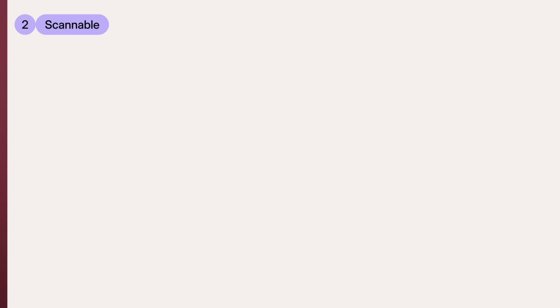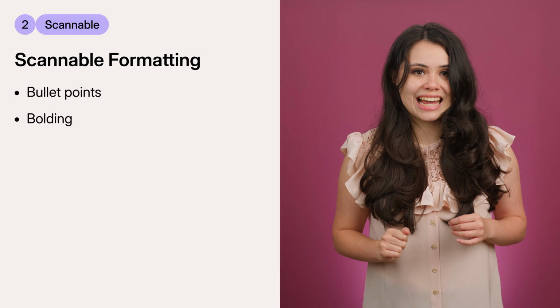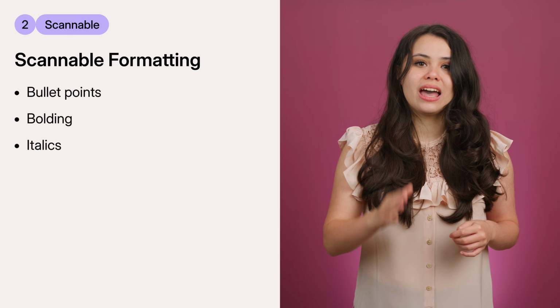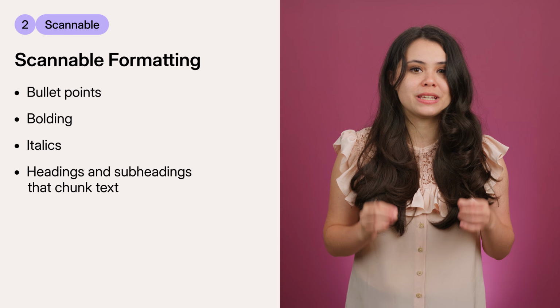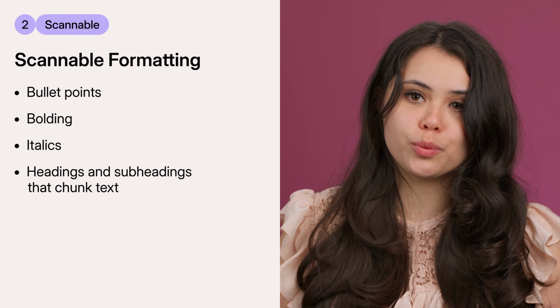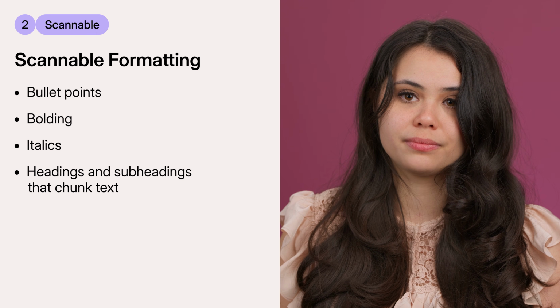When there's a lot of information that can't be cut, or if the writer wants to make it even easier for the user to scan, they'll use scannable formatting. There are a lot of techniques used to achieve this, but the most common include bullet points to break up lists, bolding and italicizing important words or phrases, and using headings and subheadings to chunk text into more manageable pieces. Using any of these in your writing will make it easier for users to find their desired information.